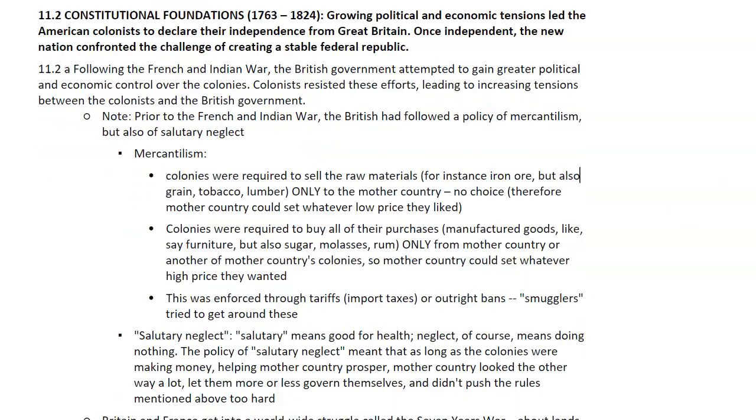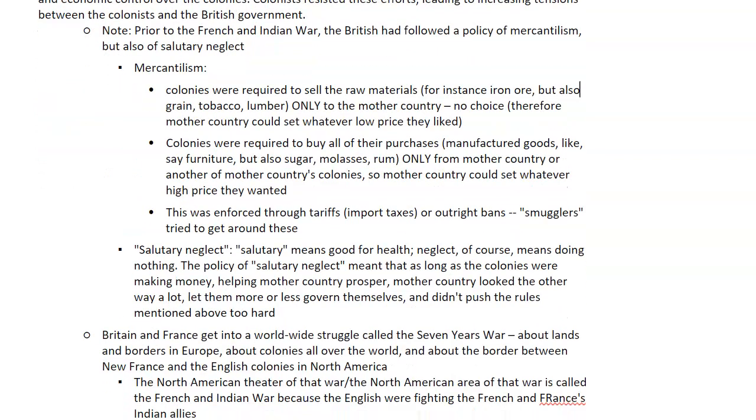Okay, so let's talk about this for a moment. Note, prior to the French and Indian War, the British had followed a policy of mercantilism, but also of salutary neglect. Both of those are good terms to know. Mercantilism, which comes from the same word as merchant, means that the colonies were required to sell the raw materials, iron ore, grain, tobacco, lumber, only to the mother country of the colony. They had no choice.